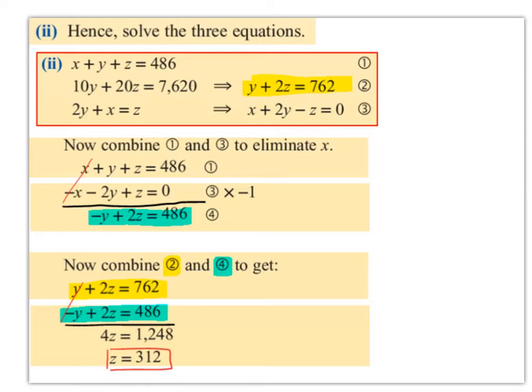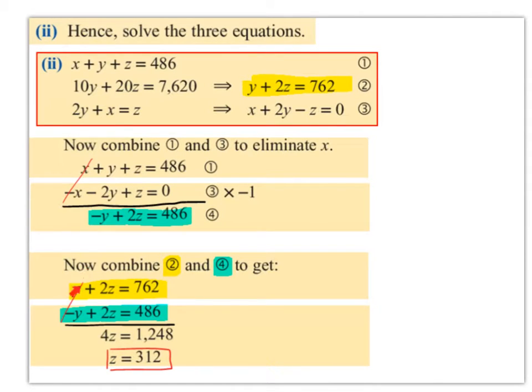Okay, so now we're going to combine equation 2 and equation 4 to get this. So equation 2 is y plus 2z is equal to 762. We'll just write that down as it is. We don't have to change anything. And equation 4 was minus y plus 2z is equal to 486. So again, we just write that down as it is. We don't need to change anything.